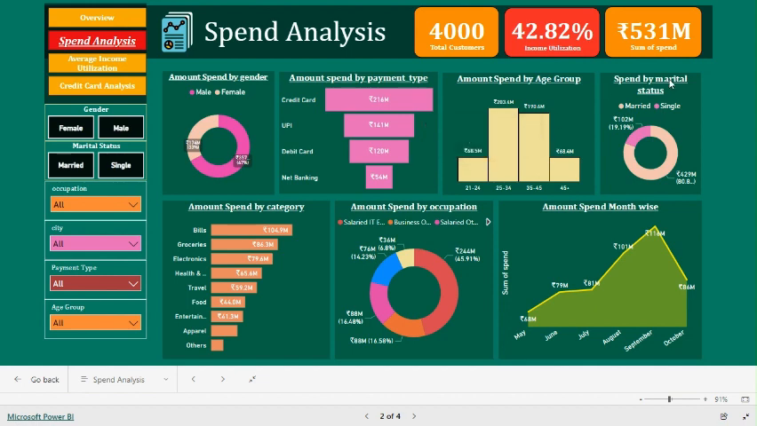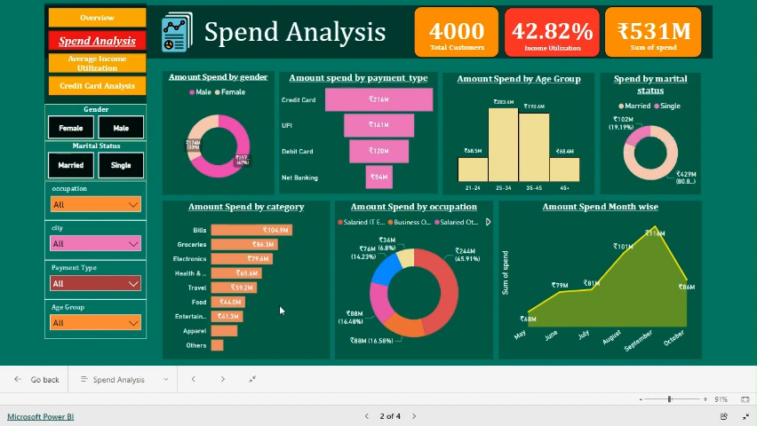According to the marital status, we see that married people are spending about 80.8% of the total amount spent, with about 429 million rupees spent by married people alone. Single people are spending much less, almost 19.19%, which is worth 102 million rupees as compared to the married ones.